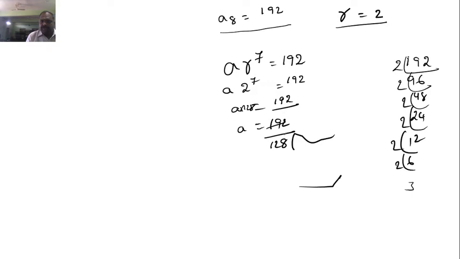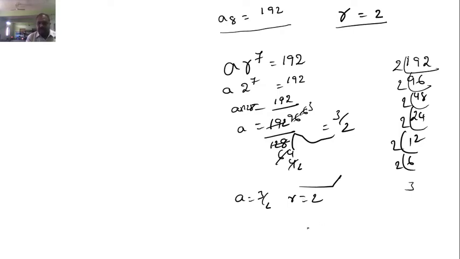As in the previous class, we cancel common factors: that is equal to 3 by 2. A is equal to 3 by 2, and R is equal to 2.